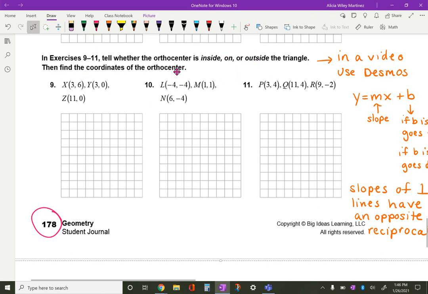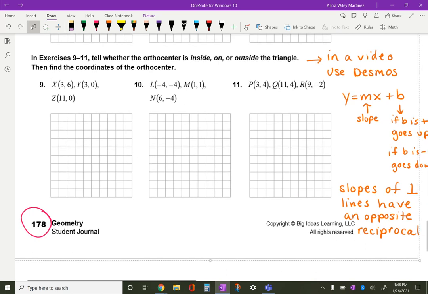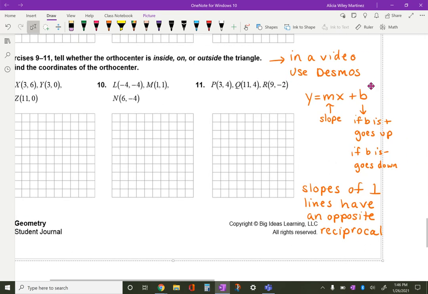The orthocenter is a point, so it can be labeled using coordinates, just like we see here. We're going to use the coordinate plane to help us construct a triangle and also find the coordinates of the orthocenter by using equations of lines. We're going to do this using Desmos.